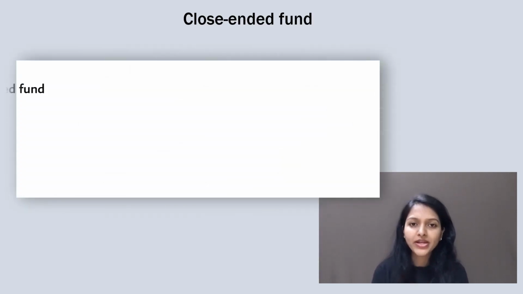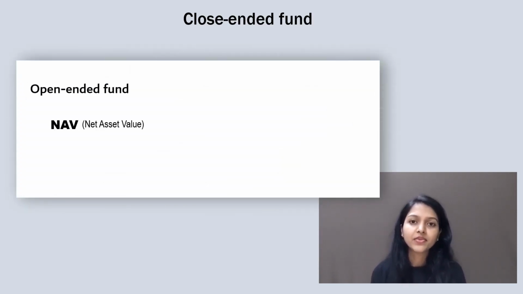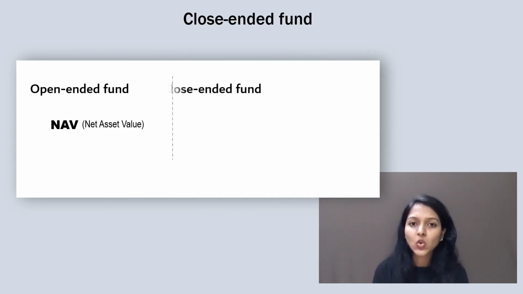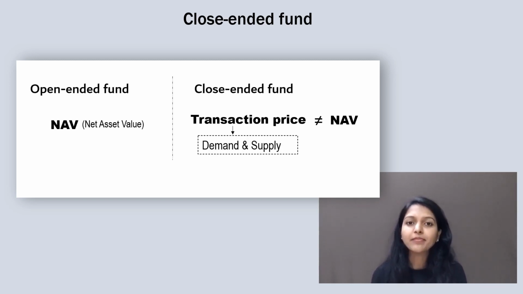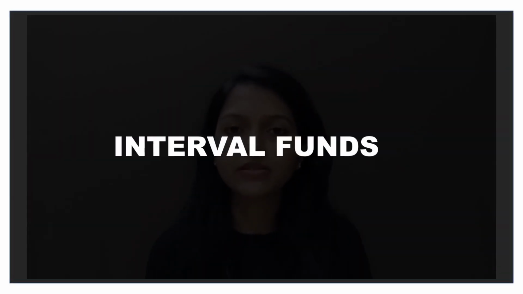In the case of open-ended scheme, investors buy and sell the units only at NAV. On the other hand, since closed-ended investors have a choice to buy or sell the units from the stock exchange, the transaction price is likely to be different from the NAV. This transaction price is based on the demand and supply of the units and can be above or below the NAV. The last category is interval funds.